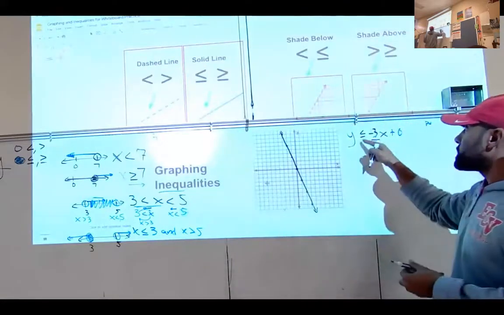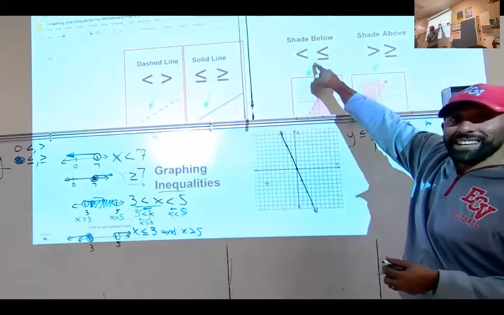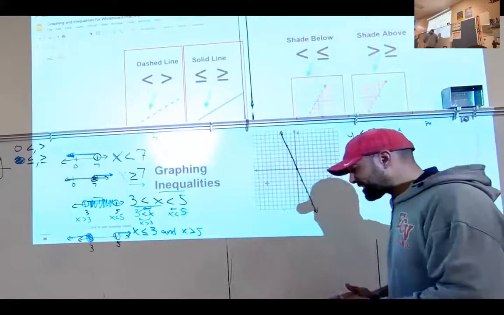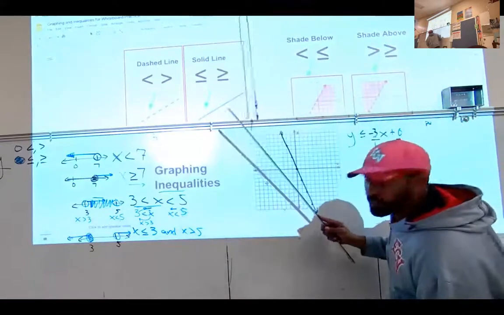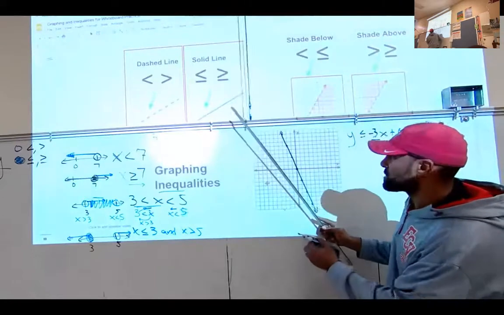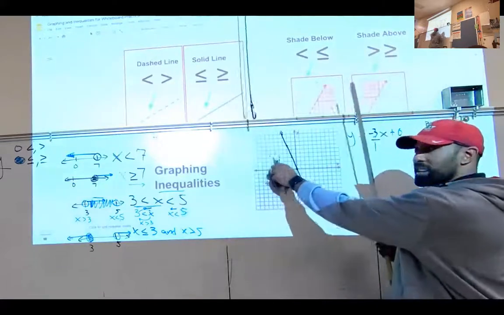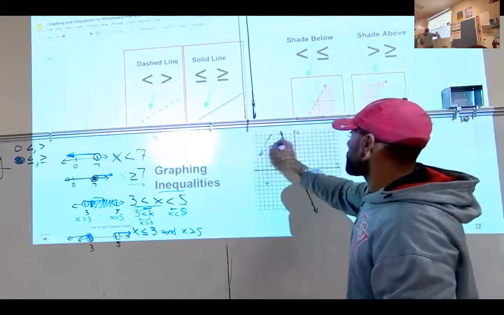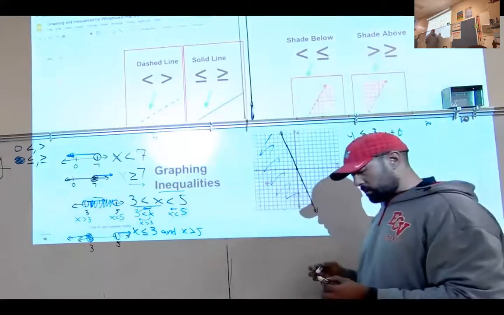Then I have to decide where to shade. Now it says y is less than or equal, so I'm going to shade below the line. But in this case, the line is leaning the other way. So if I'm looking for where below the line is, well, below would be over here, right? So that means I'm going to shade on this side of the line, and all my solutions are on that side. IXL, click the button, and you're done.